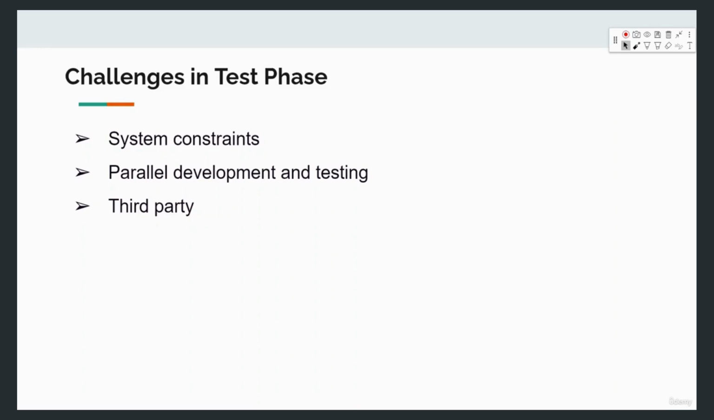So the next one is parallel development and testing. That is a quite important thing in the DevOps approach, the parallel development and testing, because that is a continuous process, right? So the critical dependencies are unavailable when the development and the testing team need to work on them in parallel, as we discussed earlier. So the dependencies are unavailable. That's why both teams can't work parallelly on it. And the most important parameter here is third party applications.